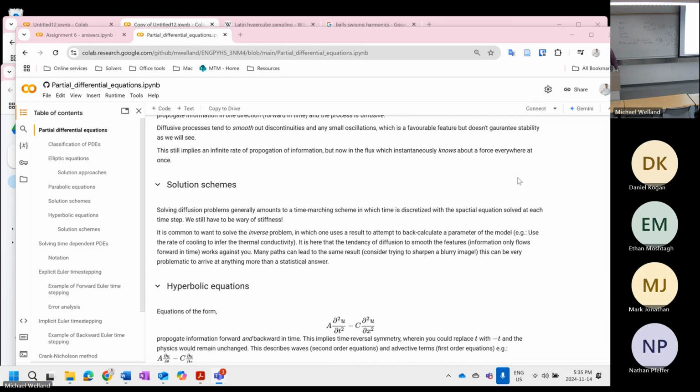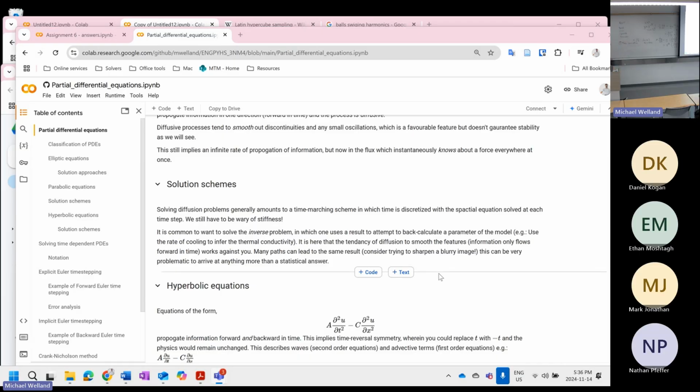Okay. Solution schemes. Generally, what we're going to do to solve parabolic equations is something called time marching. What that means is that we're going to discretize time as an initial value problem and space as a boundary value problem. And depending on our time stepping scheme, we're going to see we get stability, implicit versus explicit. We haven't escaped any of this stuff.